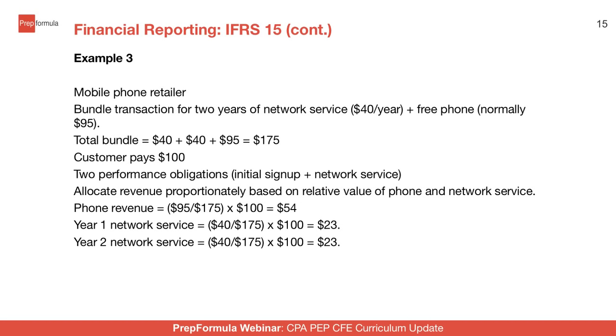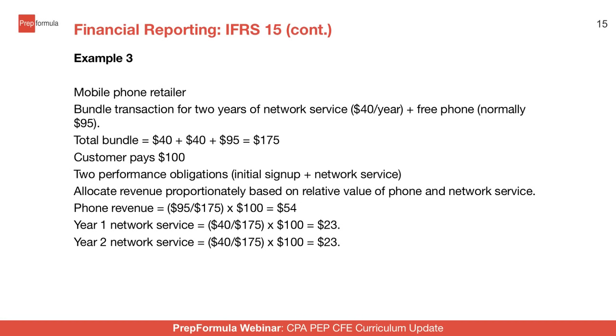Normally, the price of the phone is $95. This is a really cheap network service at $40 a year, but for simplicity, let's say these are the numbers we're talking about. Sadly, in our society, you could probably add a 0 to the end of all these numbers and they would still be relevant, but anyway, a whole other story. So the total bundle is worth $40 plus $40, per year for 2 years, plus $95, for a total price of $175. Now, assume that the customer only pays $100 for all of this.